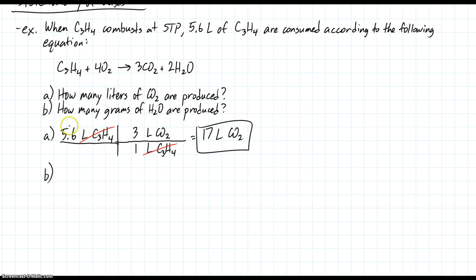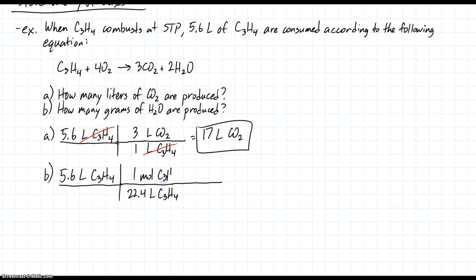So starting with 5.6 liters of C3H4, we want to first convert that into moles of C3H4. And the key thing here is that we're told that this reaction is taking place at standard temperature and pressure, or STP. For any gas at STP, it is 22.4 liters for 1 mole of that gas. And so being at STP allows us to convert from volume to number of moles of C3H4.